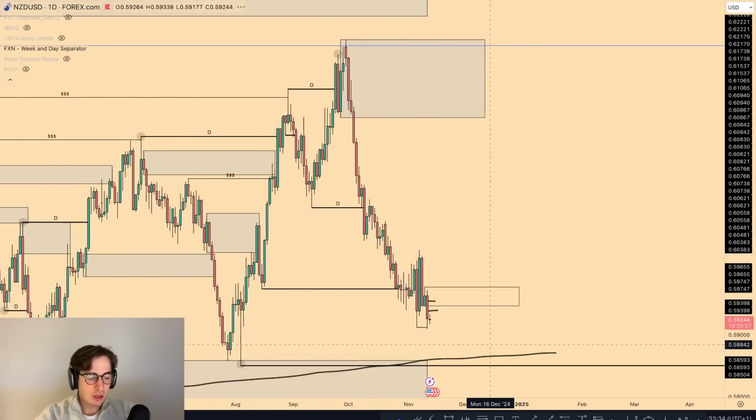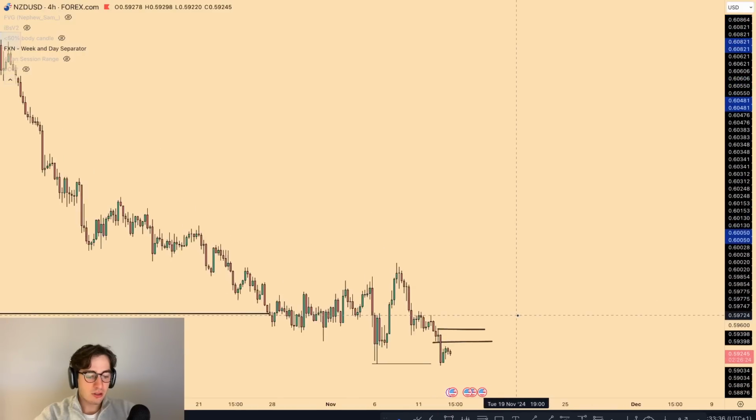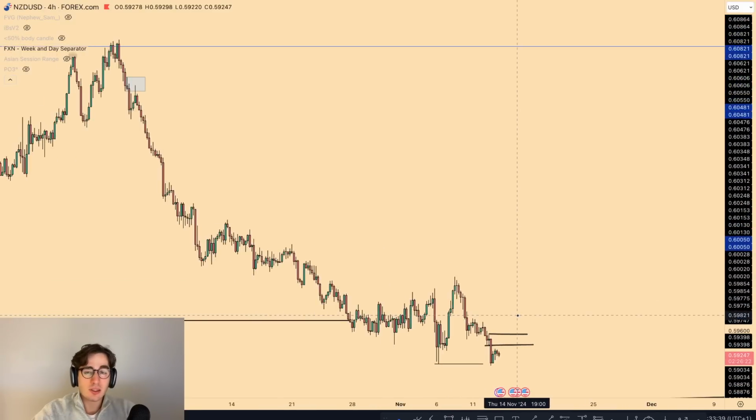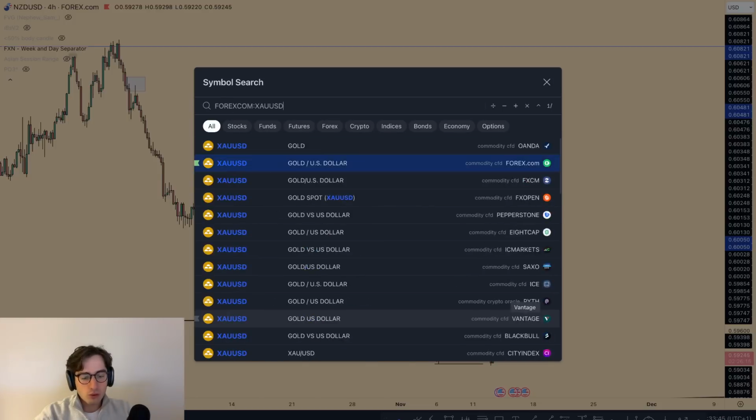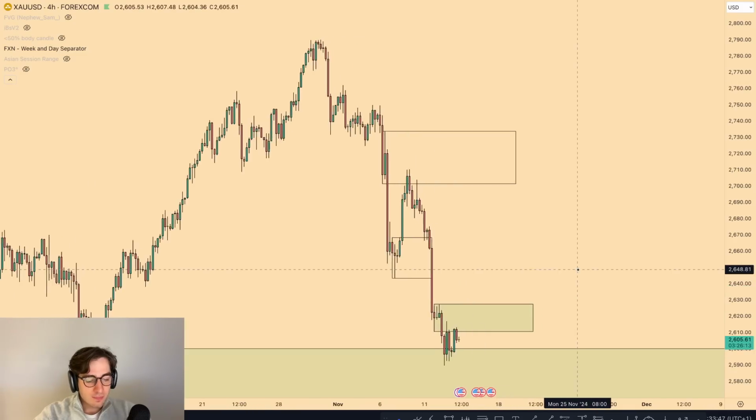Daily is bearish. 4 hours is also bearish, so just continue to look for shorts until obviously we see a shift in the dollar index. That could mean then that NZDUSD is ready to push up again. Last of all, gold. What has this done?